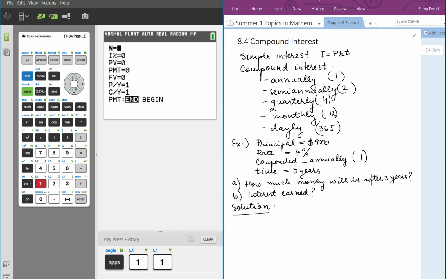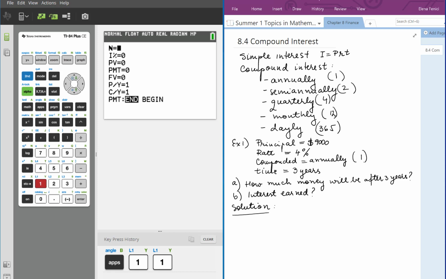Well, if you check the textbook, there is a formula there that you can use. But instead of using the formulas, we're just going to use the calculator because it's much faster and easier, and you can always use that later on in life if you forget the formula.